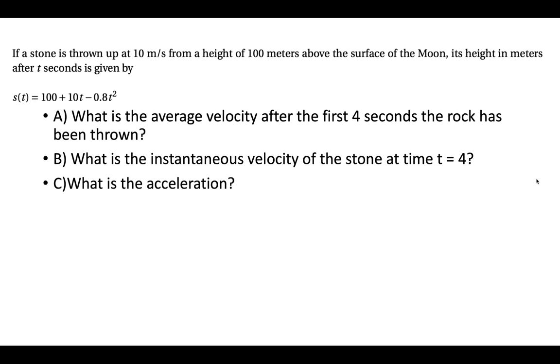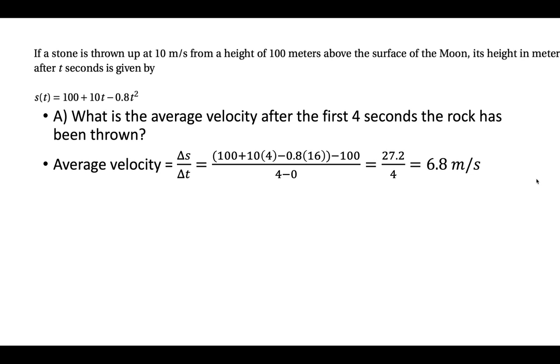Okay, so if a stone is thrown up at 10 meters per second from a height of 100 meters above the surface of the moon, its height in meters after t seconds is given by s of t equals 100 plus 10t minus 0.8t squared. So we want to know what is the average velocity after the first 4 seconds the rock has been thrown, what's the instantaneous velocity of the stone at t equals 4, and then what is the acceleration.